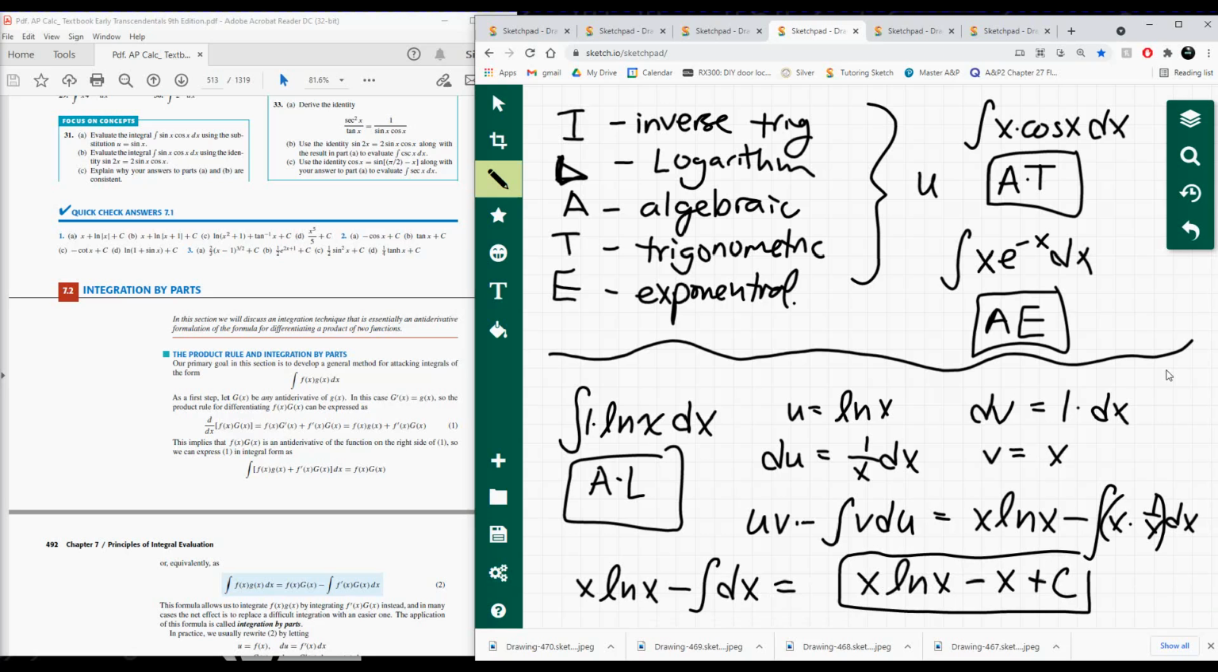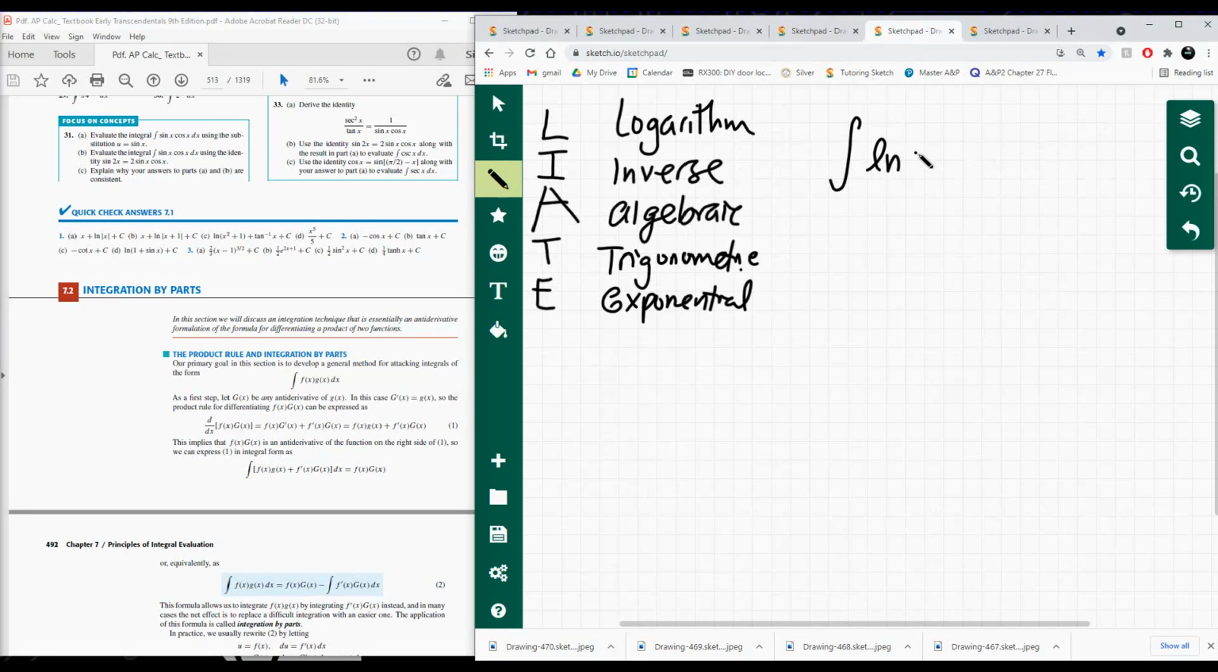Try it out. Take the derivative of this term, and see if you get the natural log of x. Let's do another example in which we take the integral of the natural log of x, but this whole thing is going to be squared dx.